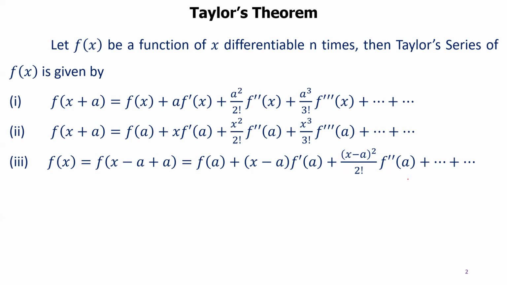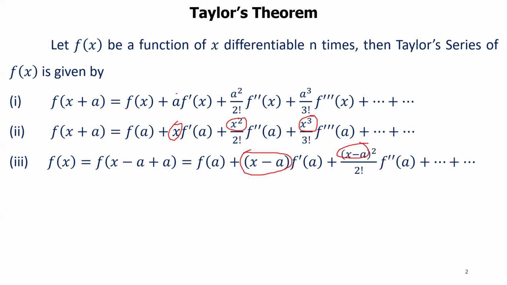face two varieties of question, or we can say three varieties of question. The first variety is one in which we have to express any given expression in ascending power of x. Sometimes we have to write that expression in ascending power of x - a or x + a. And sometimes we have to obtain particular values of irrational numbers with the help of Taylor series. So in this series, we discuss all three examples one by one.